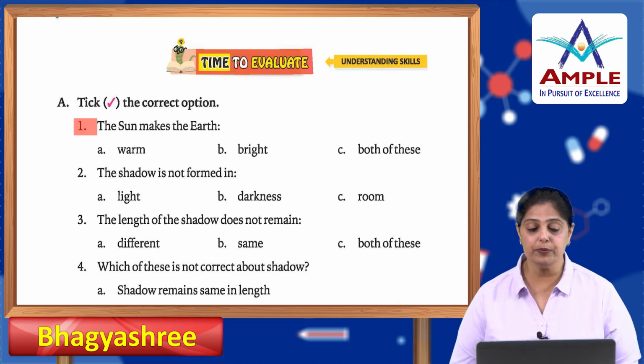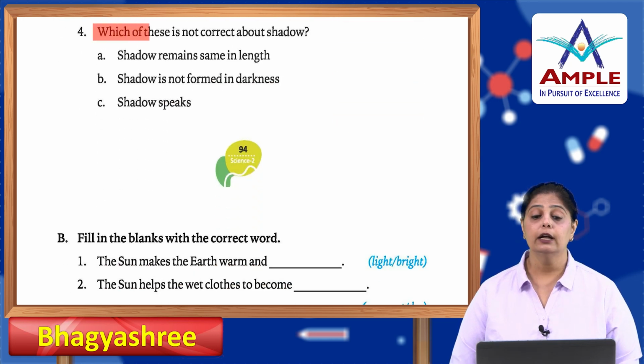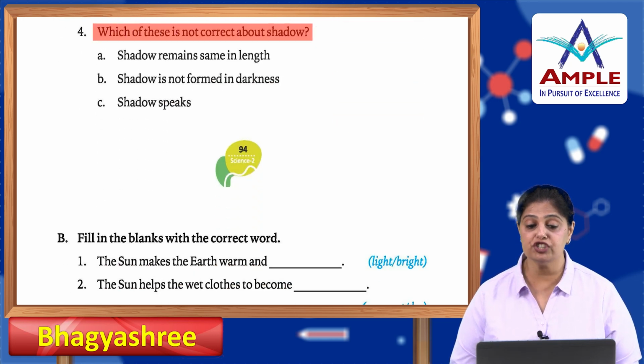A. Take the correct option. The sun makes the earth warm, bright, or both of these? Both of these. The shadow is not formed in light, darkness, or room. In darkness. The length of the shadow does not remain different, same, or both of these? Same. Now, which of these is not correct about shadow?